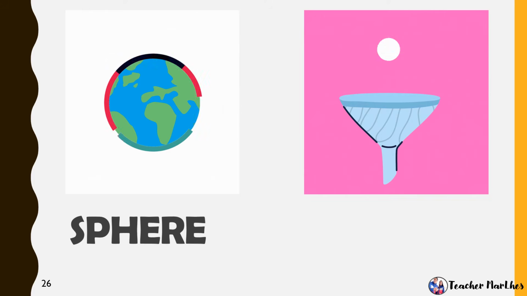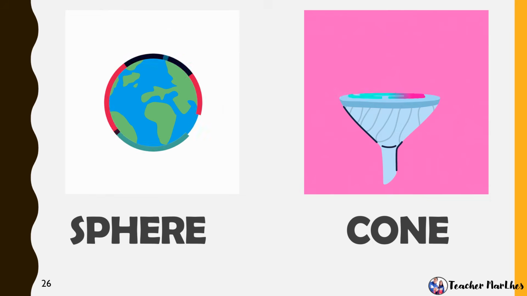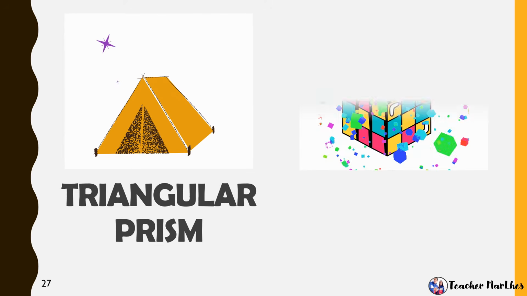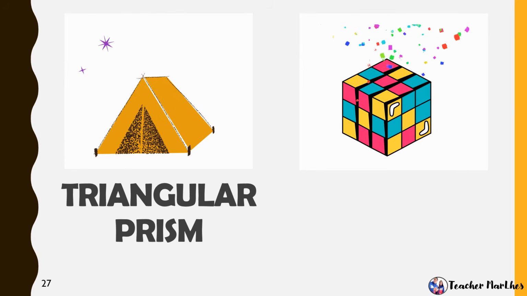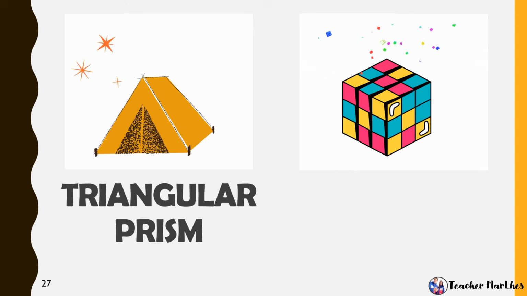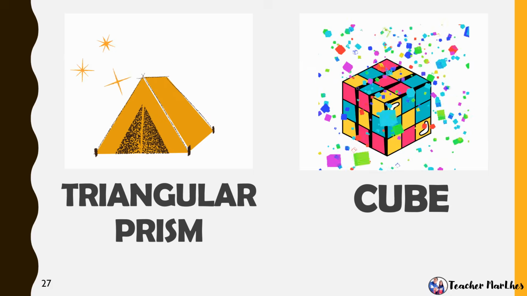This is a funnel. A funnel is represented by what solid figure? Very good. It is a cone. This is a tent. A tent is represented by what solid figure? Very good. It is a triangular prism. Next is a Rubik's Cube. A Rubik's Cube is represented by a cube.